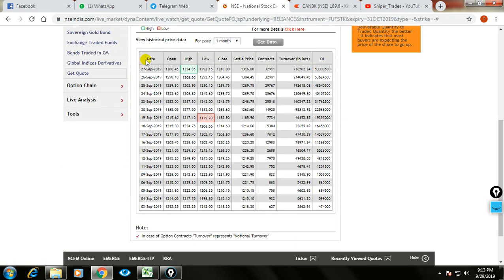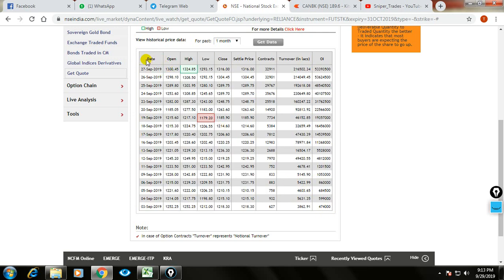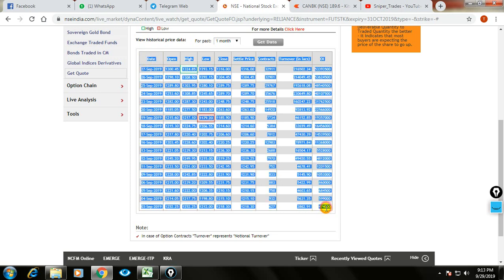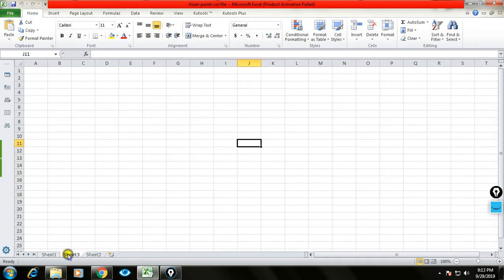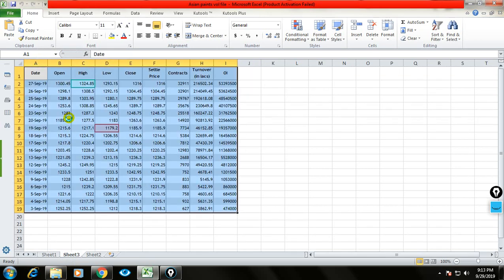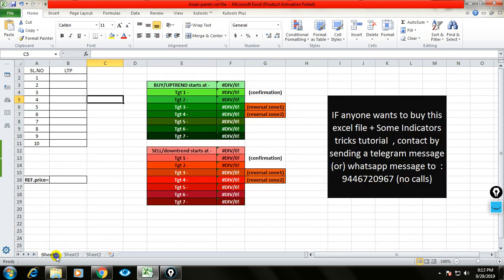Now we are going to copy this entire field and go to our Excel tool. We will paste it in sheet 3. Now the contract details are pasted here. Now we have to enter the closing price of the previous 10 days into the respective fields here.